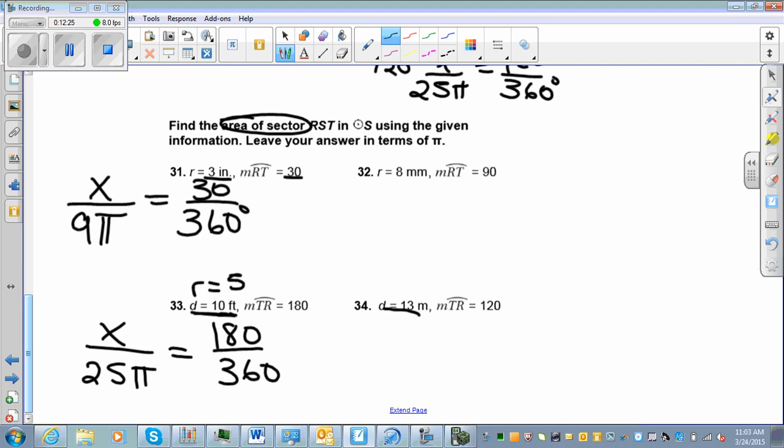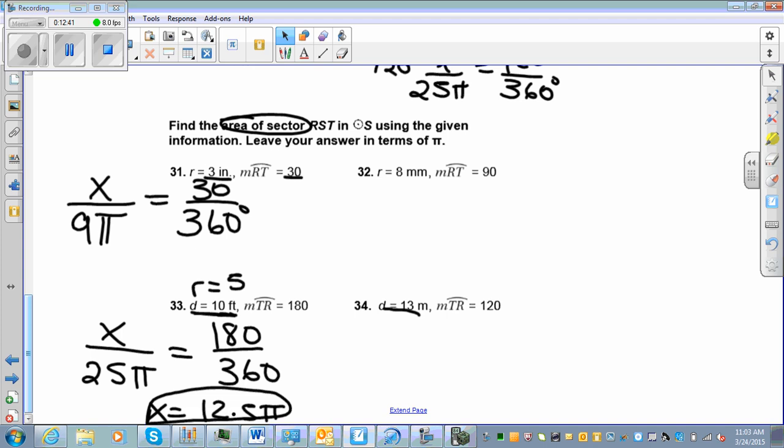So cross multiply. Since this is half, I know the answer would be half of 25 pi. So just take half of 25 pi, which is 12.5 pi, and that is going to be the answer. The question is also asking you to leave the answers in terms of pi.